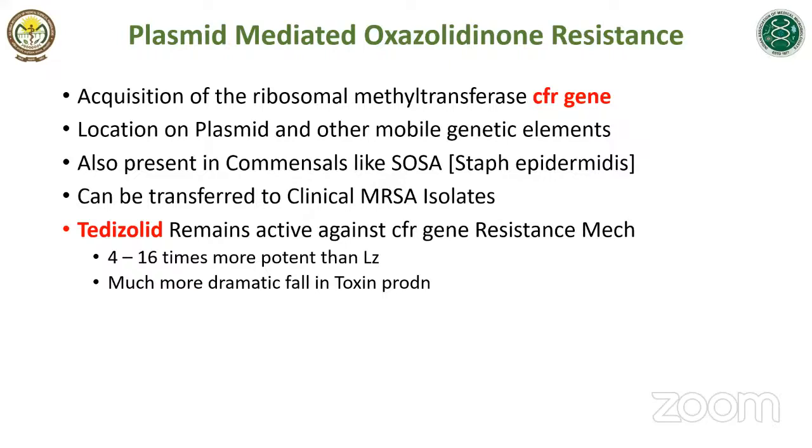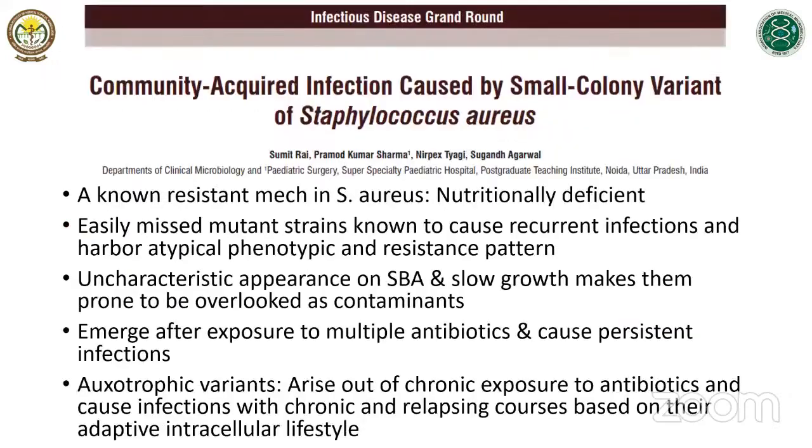Then we have plasmid-mediated resistance towards linezolid, that is mediated through a ribosomal methyl transferase, the CFR gene, which is located in the plasmid and other mobile genetic elements also. It is also present in the commensal flora, like Staph epidermidis and Staph aureus, and can be transferred to the clinical MRSA isolates. One good thing is that linezolid may show resistance, but tedizolid remains active against the CFR gene resistance mechanism, and it is 4 to 16 times more potent than linezolid, and a much more dramatic fall in toxin production can be seen. So if we see there is linezolid resistance, maybe we can go in for a tedizolid treatment also if possible.